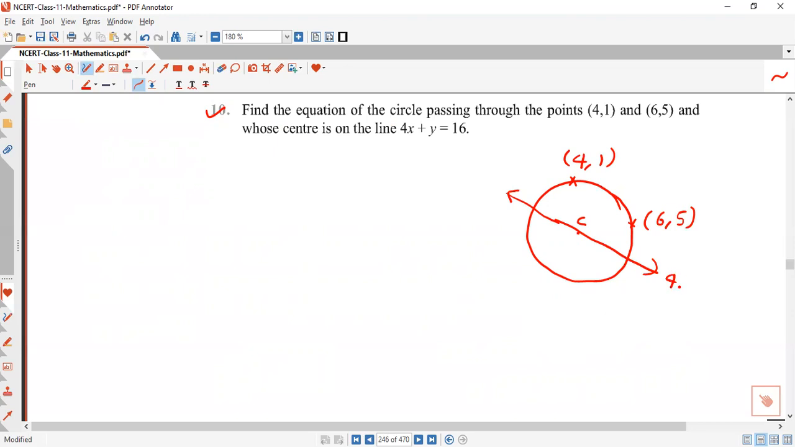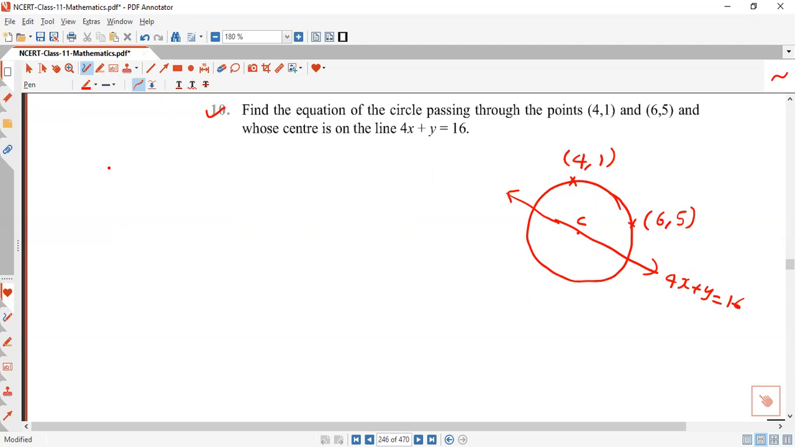This says 4x plus y equal to 16. The center lies on this line. Let's assume (h, k) is the center of the circle, so (h, k) is a point on the line. So it will satisfy the equation of the line.